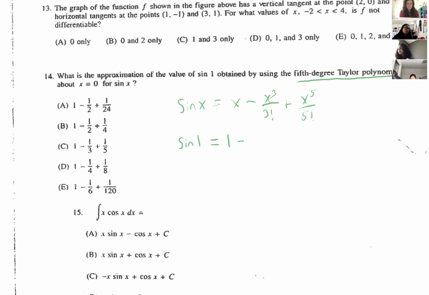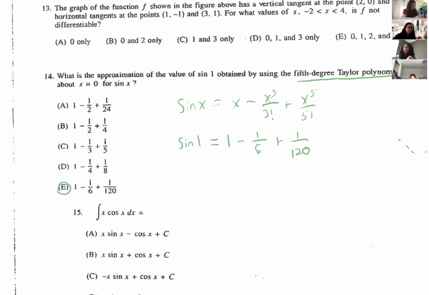All right, so 1 minus 1 cubed over 3 factorial, which is 6, plus 1 to the fifth over 5 factorial, which is 120. And your answer is E.